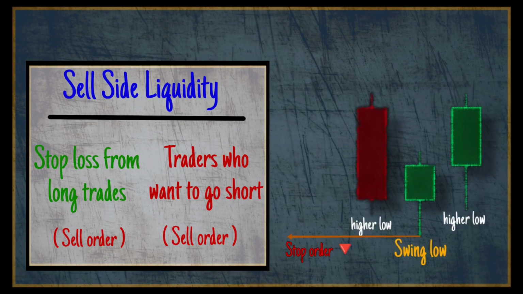Just below a swing low, there are a lot of stop-loss orders from long trades, which are sell-stop orders, and there are also a lot of sell-stop orders from traders who want to go short if price surpasses the swing low. In ICT terms, this represents sell-side liquidity. The identification of buy-side and sell-side liquidity levels is important in many ways in the ICT method.